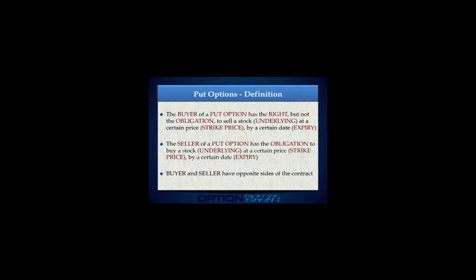Simplistically speaking, if you bought a put option for Apple at $525 and Apple went down to $400, you could still sell your Apple shares at $525.